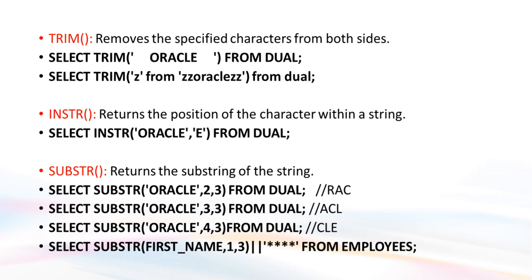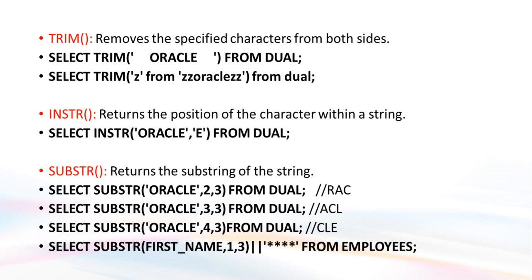Other one is substr. Substr means it will return the substring of a string. So for example, if I say here, select the substr of Oracle. Oracle is a string. It will take 3 parameters. Oracle is a string, comma. I want to get the substring from the Oracle. So from where to where I want to get?